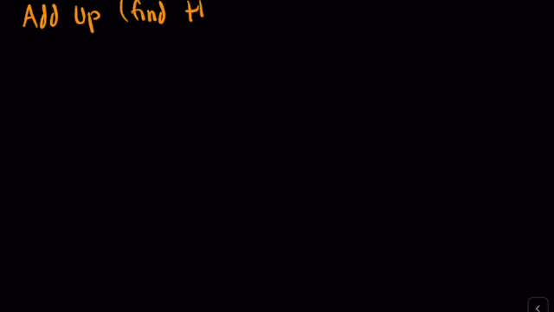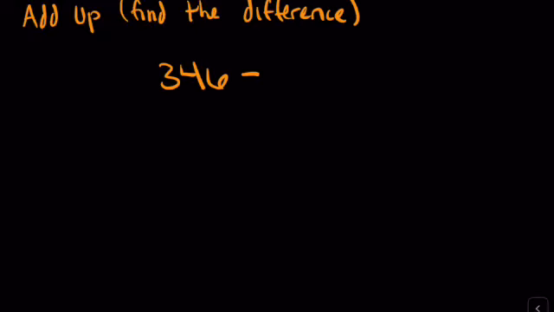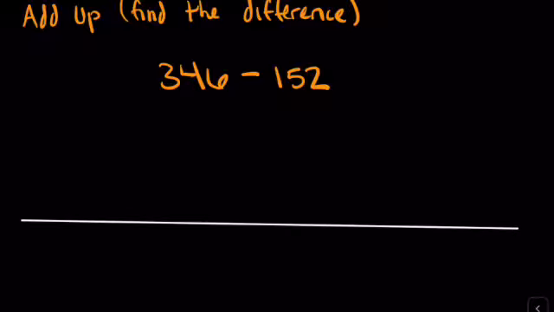So for finding the difference, we're going to use the problem 346 minus 152. I think the most visually pleasing way to think about this problem is to put it on a number line. I'm going to plot these numbers very abstractly on my number line so that 152 is smaller, it should be on the left, and 346 is larger, so it should be on the right. And all I'm going to do is find the difference.